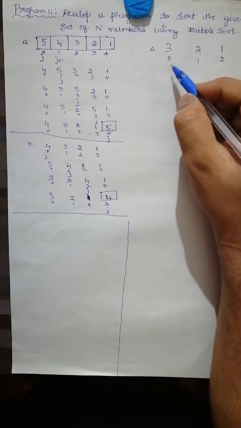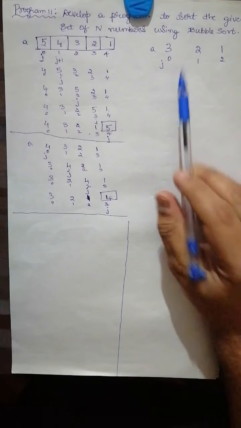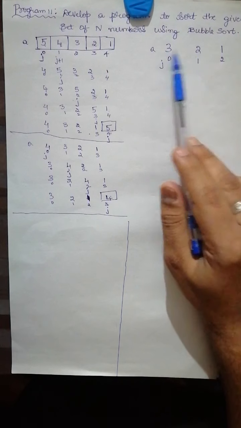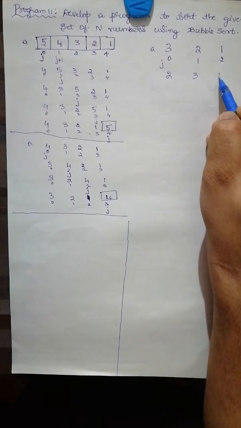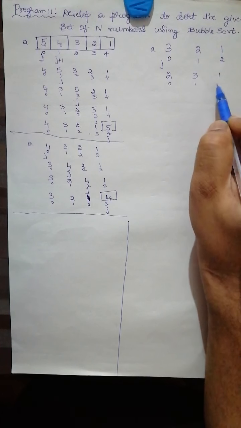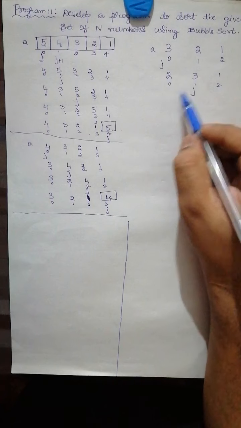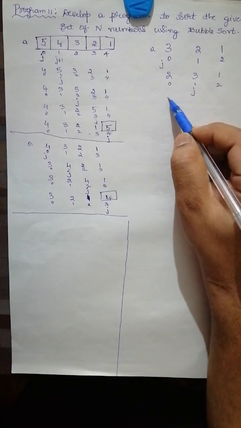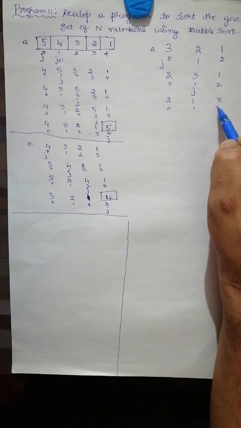So compare first element with second element. Assume j points to 0. Compare a of j with a of j plus 1. First element greater than second element, interchange. It becomes 2, 3, 1. Index value 0, 1, 2. Increase j value. J points to next element. Compare these two elements. First element greater than second element, so interchange. 2, 1, 3, index 0, 1, 2.